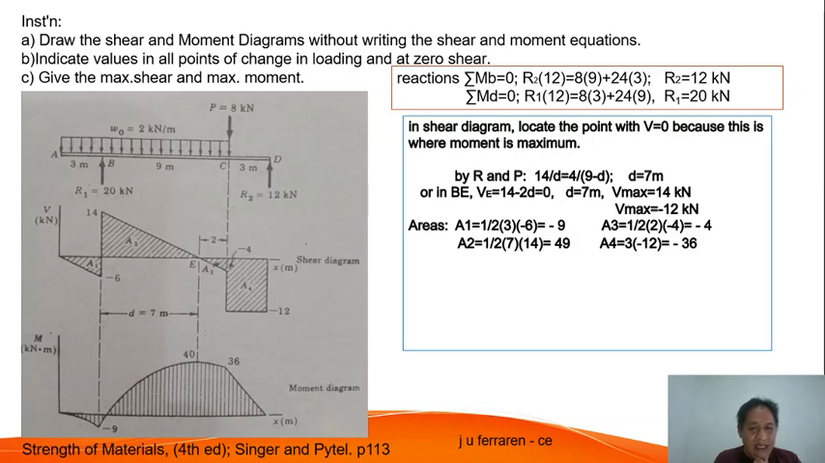One half base times height, so it's 1/2. The base is 3, the height is 6. It is an area below the reference, so it is a negative area. Okay, then, what else? A2.